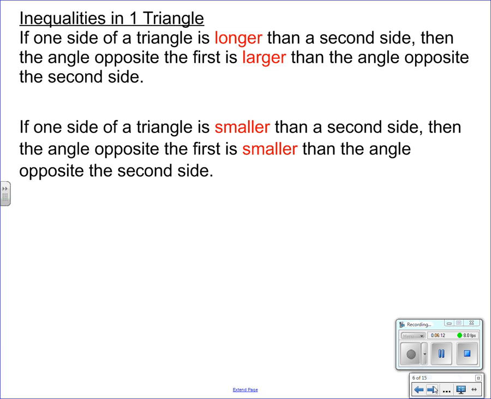Inequalities in one triangle. If one side of a triangle is longer than a second side, then the angle opposite the first is larger than the angle opposite the second. If one side of a triangle is smaller than a second side, then the angle opposite the first is smaller than the angle opposite the second. So what that means is if you have a triangle and this is 30, this is 50, let's adjust this a little bit.